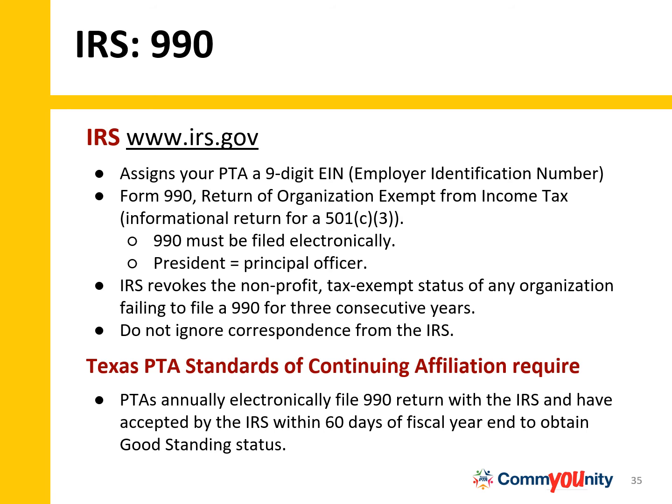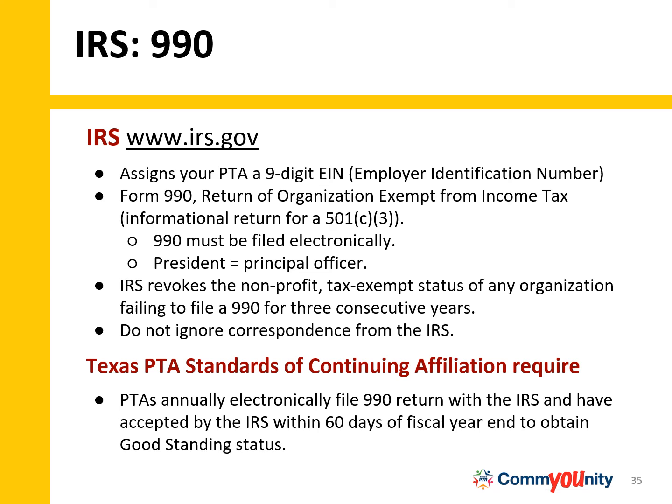As mentioned previously, the IRS grants a PTA its nonprofit, tax-exempt status and assigns each PTA its own EIN. Your bylaws can provide this number. A PTA must file a Form 990 annually to maintain its 501c3 status. This is an informational return for a 501c3 organization. PTAs must file the Form 990 electronically. The president should be listed as the principal officer on the return. The IRS revokes the nonprofit, tax-exempt status of any organization failing to file a 990 for 3 consecutive years. If you receive a letter from the IRS, do not ignore it.